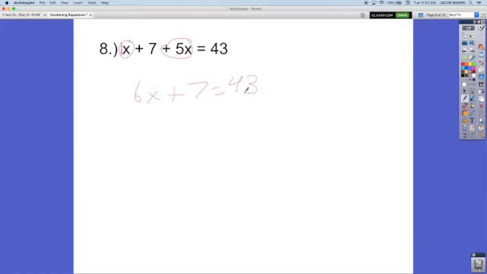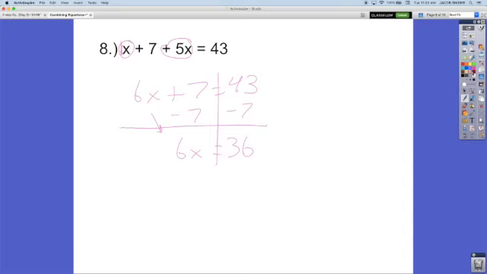Now from there, you ought to be able to work it out, right? Okay, let's get the 7 to the other side. Minus 7 because it's positive. 43, take away 7: 43, 42, 41, 40, 39, 38, 37, 36. Bring down my 6 because I haven't done anything with it yet. So I got 6x equals 36.